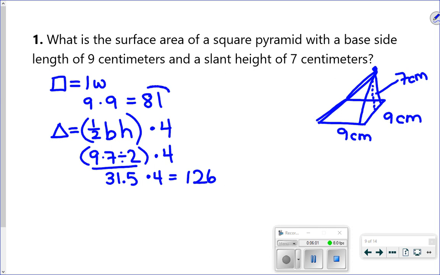So now I have the two numbers I need. I have 81 for the base. I have 126 for my 4 triangles. And now I'm going to add those together. So I'm going to do 81 plus 126.